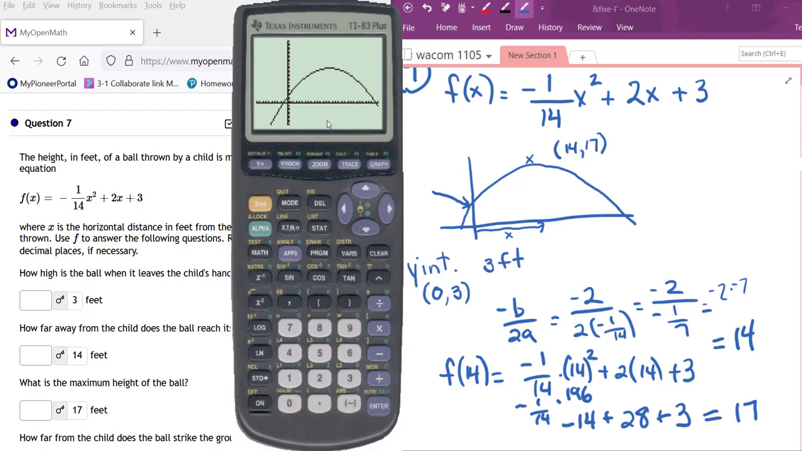So if we want our vertex from the graph, this one you would still have to do by hand. Vertex from the graph is second calc. It would be a max, so 4. You have a left bound, you're good there, you're to the left of it. Then move your cursor over clearly to the right of it. And enter. And there we go, that is the vertex.